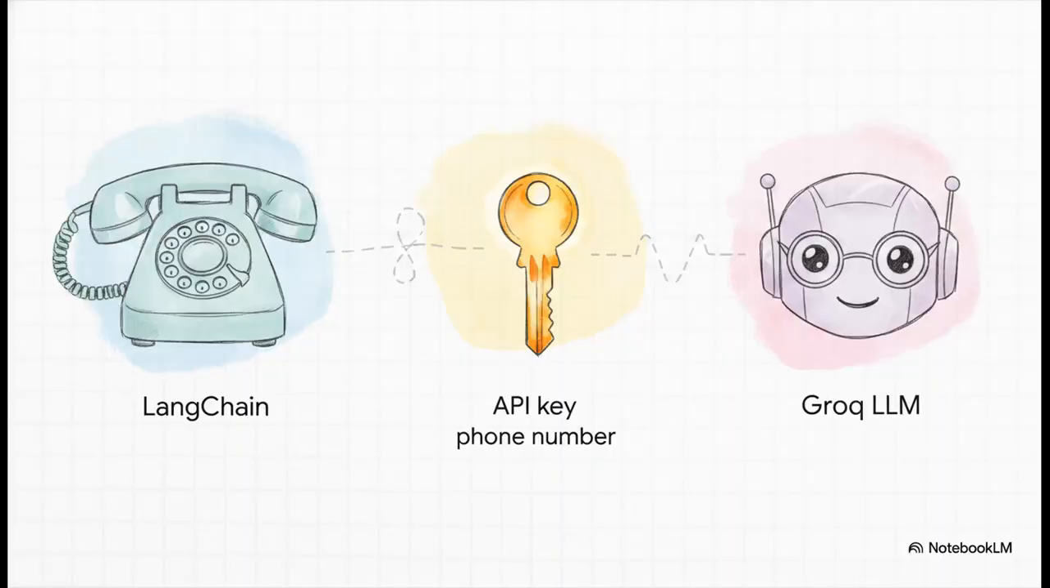With security locked down, how do we actually connect? Well, think of making an API call like making a phone call. The LangChain framework we use in Python, that's the physical phone. The API key we just secured is the phone number we're dialing, and the Groq LLM, specifically the Llama 3 model in our case, is the highly intelligent person on the other end of the line picking up our call.